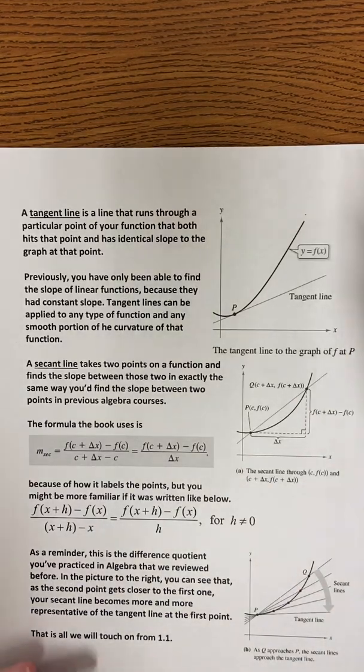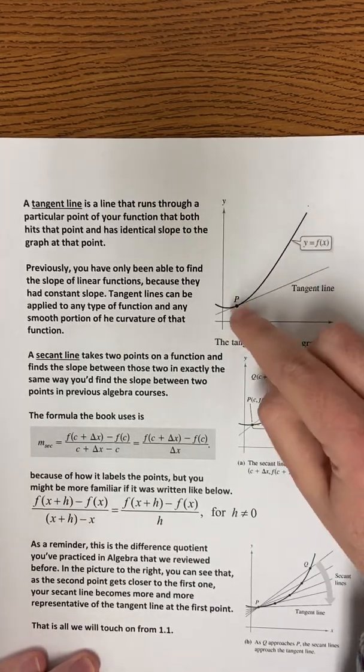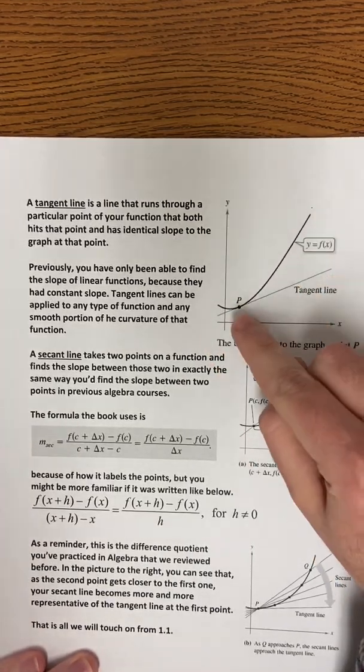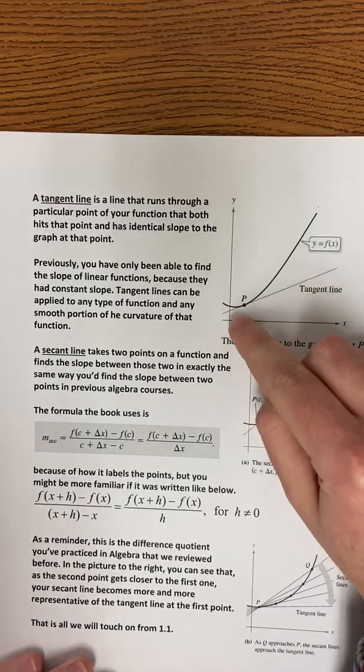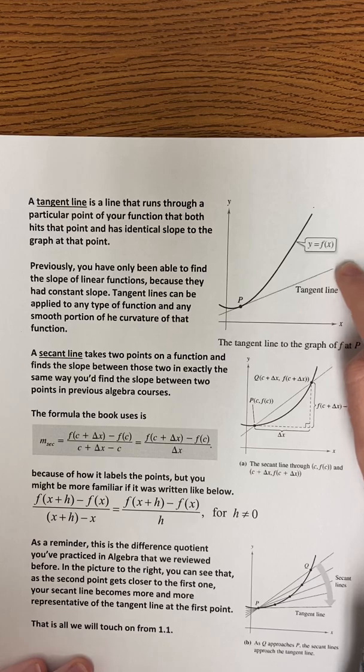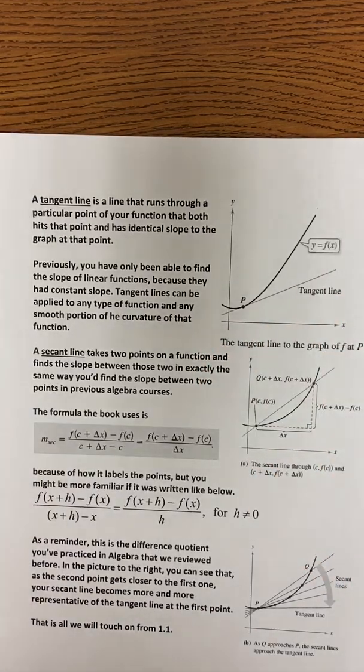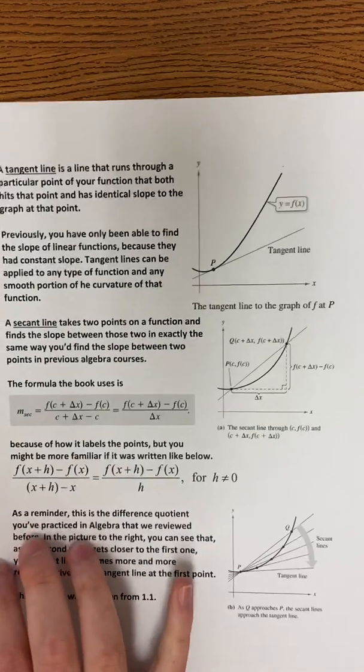If you look at this picture on the right, you have this curve, y equals f of x, and at point P, we have the tangent line. Now notice the tangent line runs right up next to the function and keeps going. It's a line that approximates how the function is behaving at that x value. Previously, the only thing you could find the slope of were actual lines because they had constant slope. But tangent lines help you find slopes of curves at smooth points on the curves, at any point on a function. Now, how does a tangent line compare to a secant line?